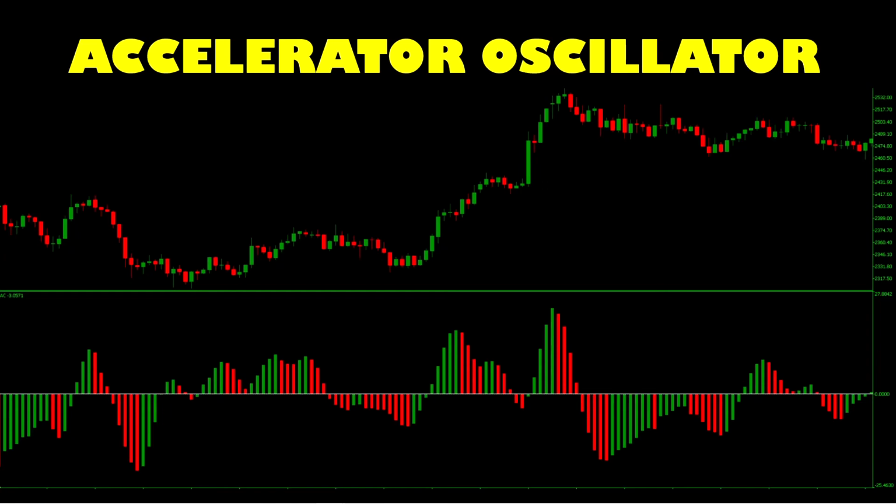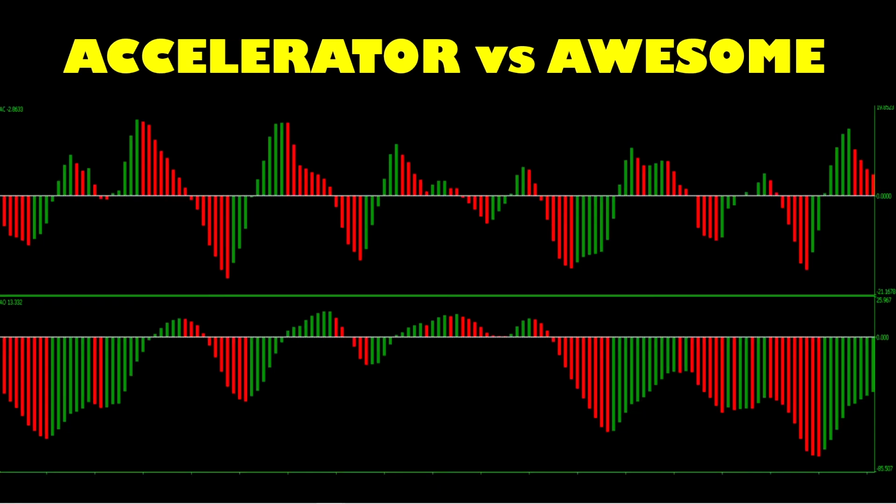Here they are with the accelerator on top there. It's giving you a lot more signals than the awesome oscillator is, which could be detrimental for your monies without a good risk management system. But can you change the inputs of the accelerator oscillator? Again, you cannot. Bill Williams designs perfect indicators, so it is as it is.